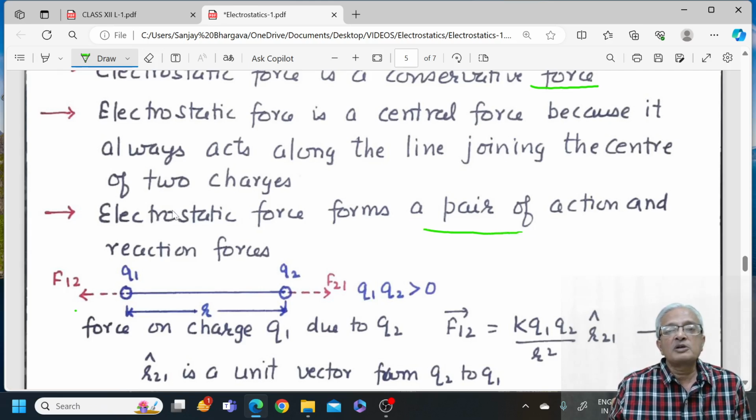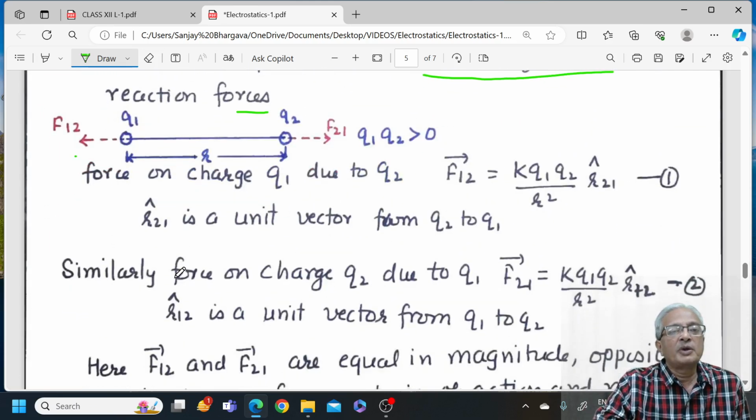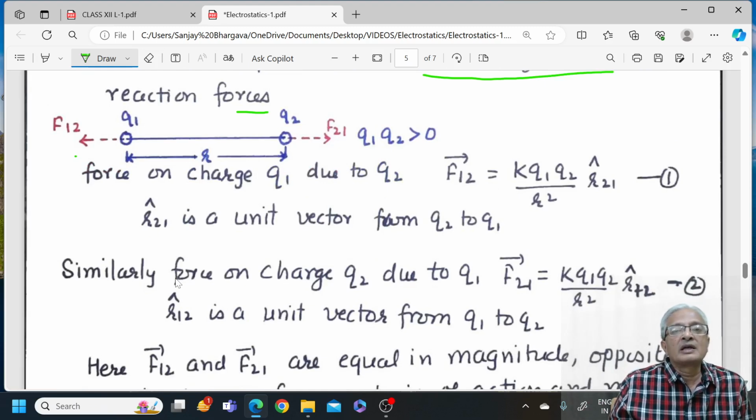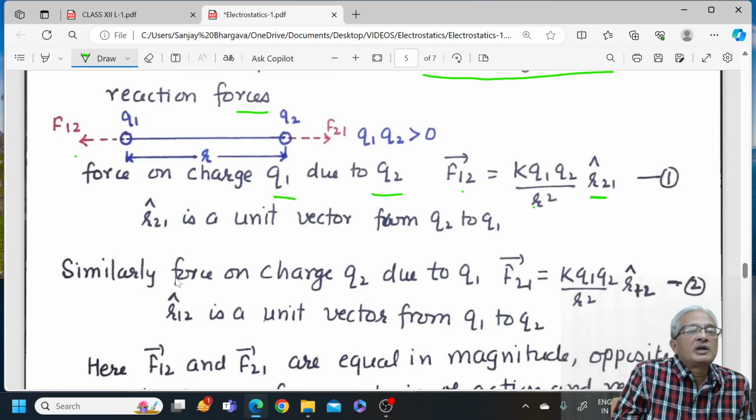Electrostatic force forms a pair of action and reaction forces. It can always be proved. We pick up an example, a system of two charges, Q1 Q2 greater than 0. That means either both are positive or both are negative. I can calculate what would be the force on charge Q1 due to Q2. That can be F12 equals K Q1 Q2 upon R square, and the direction is from 2 to 1. So this gives me the direction of F12.